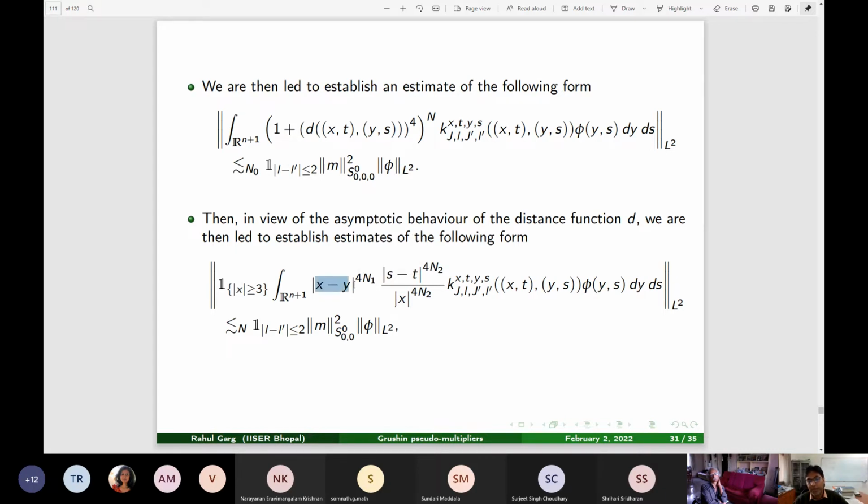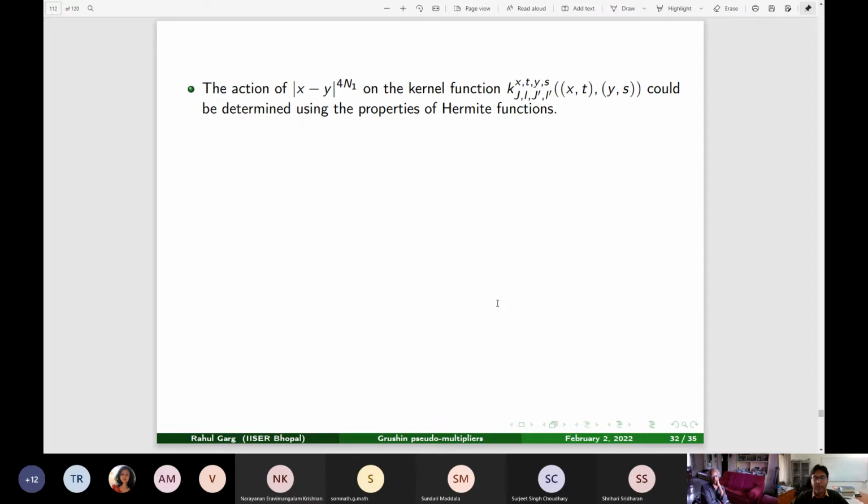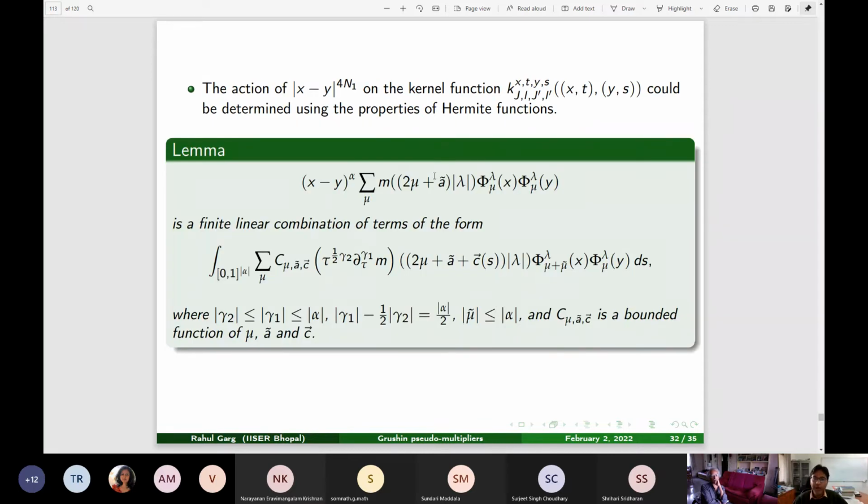So the behavior of x minus y on the kernel is looking for an annihilator and a creation operator and the commutator of that. That was something one can handle because it was well known how x minus y behaves on the kernel of the Hermite operator. So what type of term we get is derivatives of m, and just one point I want to highlight is tau to the power half gamma 2, del tau to the power gamma 1. What we could read off was that gamma 2 is less than or equal to gamma 1.